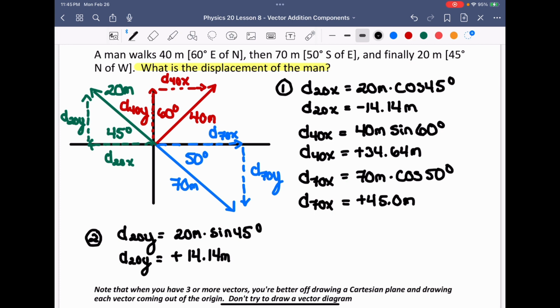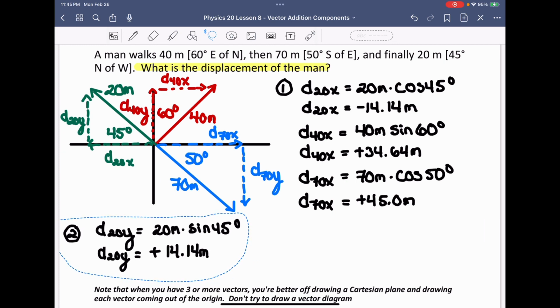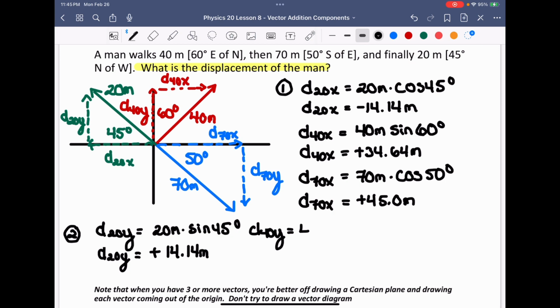Okay, now what we're going to do is the next one. I'll move this over just to make sure I can fit all three of them here. I'm going to move this to the edge here. Now I'm going to write below this that we want to solve for the d40y. The d40y means we're going to multiply 40 meters times, well, if it was sine for the x value, then it's going to be the cos of 40. And just to make sure, it's going to be cos of 60, not 40. There we go, cos of 60. Now we get d40y is equal to positive 20 meters.